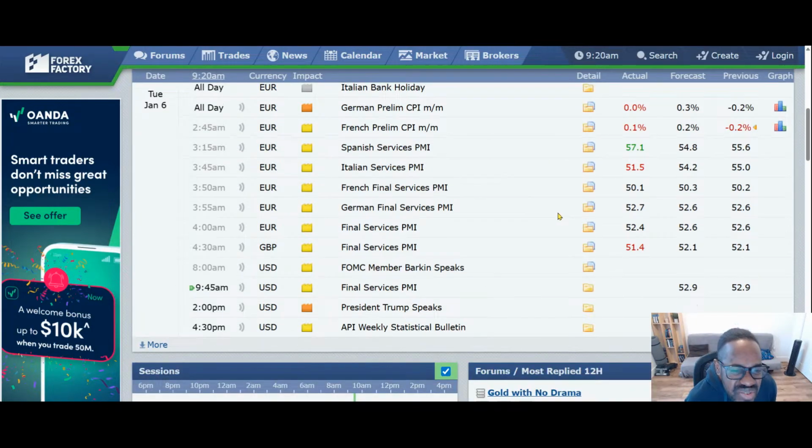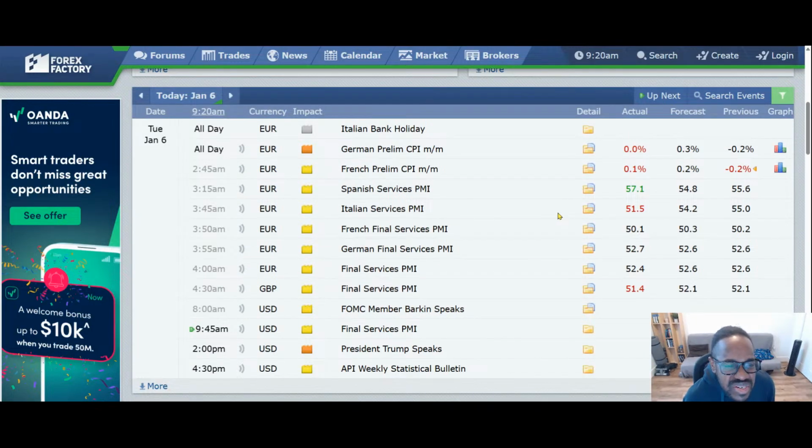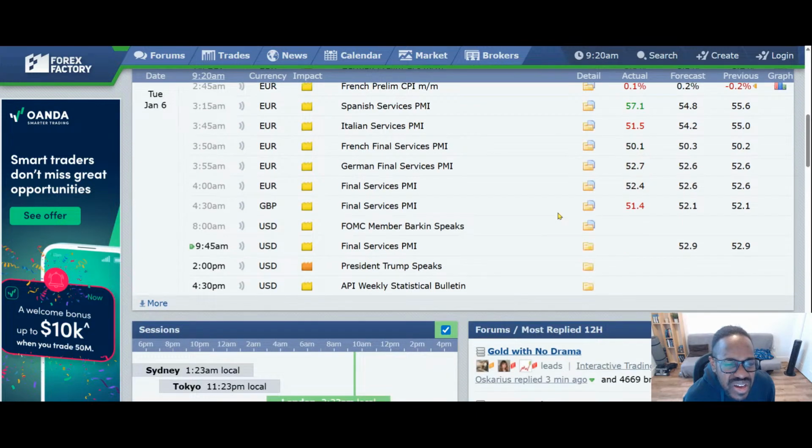As you can see, we had a lot of PMI news for the Euro this morning. But for the US, we have only an FOMC member speaking, and for the rest, it's a green day overall. We have the final services PMI at 9:45, and at 2 o'clock we have Trump speaking. All right, so that's what we have. That's perfect.